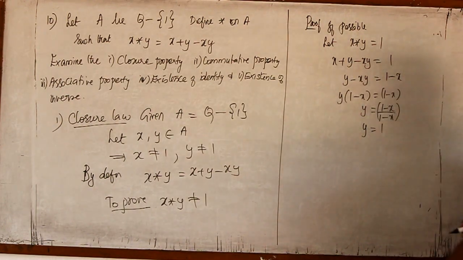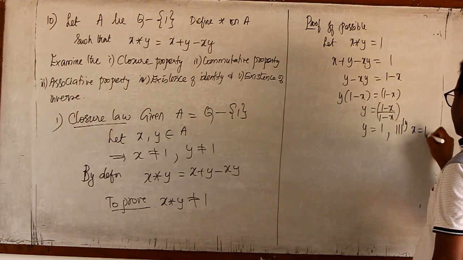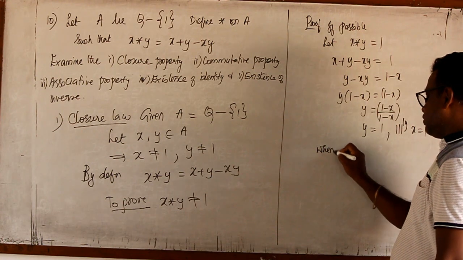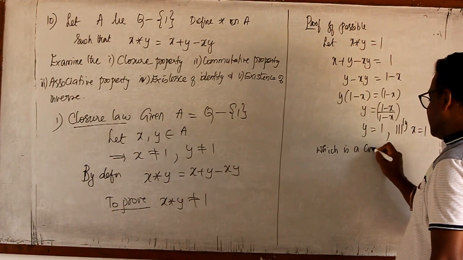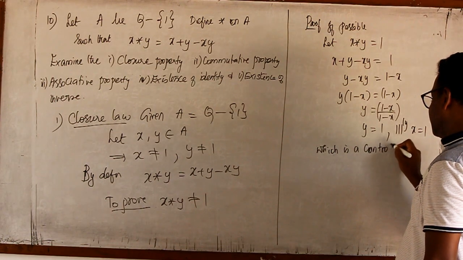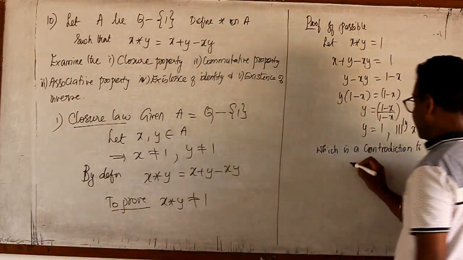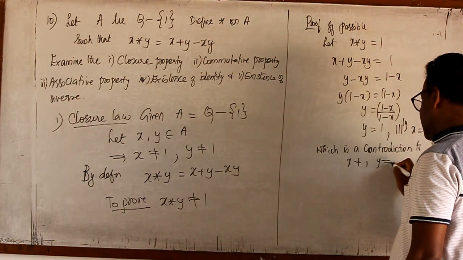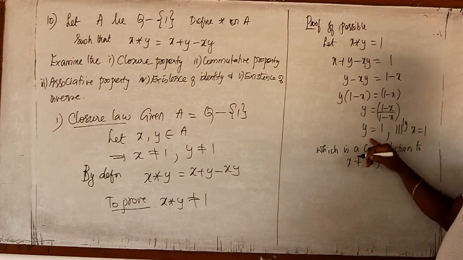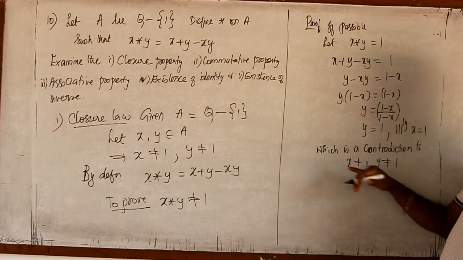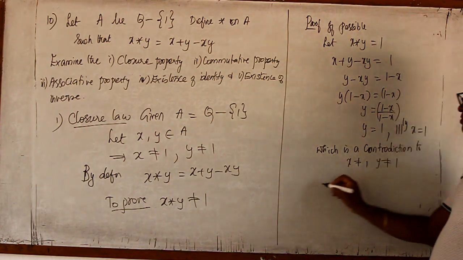Similarly, if I take y to the other side, I can prove similarly that x equals 1. That means x equals 1, y equals 1 I am getting, which is a contradiction to our assumption. A contradiction to what? x is not equal to 1, y is not equal to 1. So I am proving that if I take x star y equal to 1, then x equals 1, y equals 1, which is a contradiction to x not equal to 1, y not equal to 1. That means my assumption is wrong.